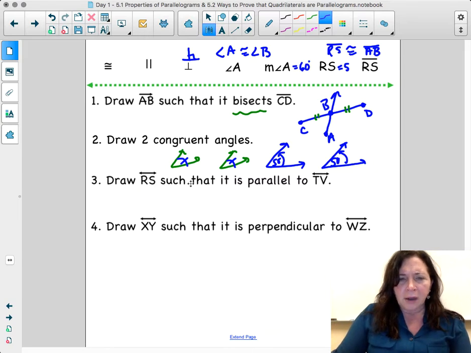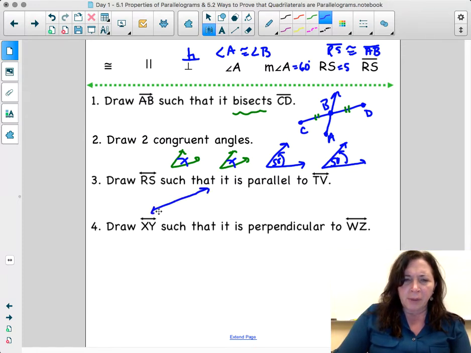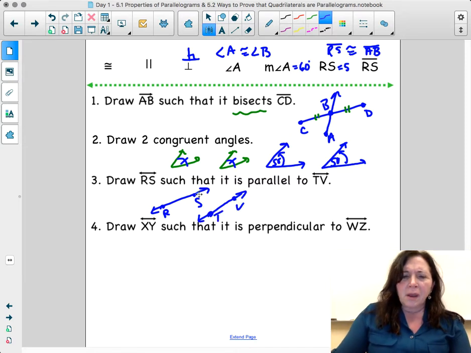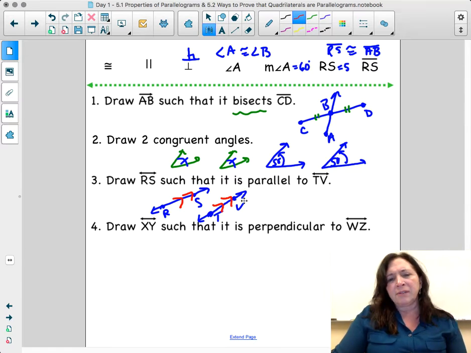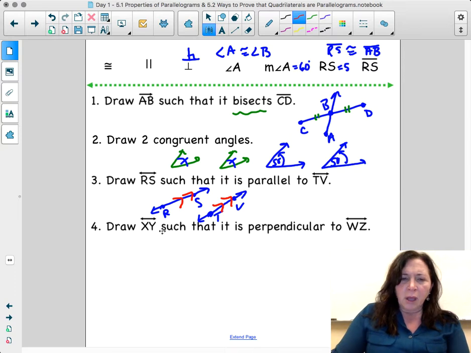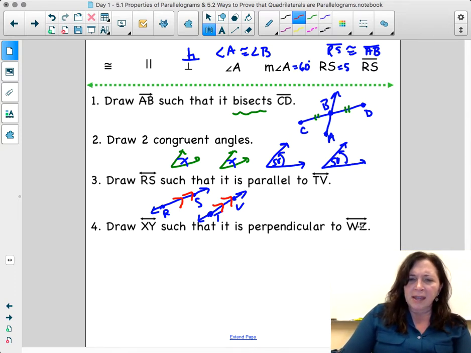Draw line RS such that it's parallel to TV. Just keep in mind that when you're drawing your lines that are parallel, okay, here's R and here's S, and then I'm going to draw another parallel line, and that's point T, and here's point V. Now, these lines technically aren't parallel until I show that they are. So I'm going to show that they're parallel by putting little marks like that to show that they're parallel.